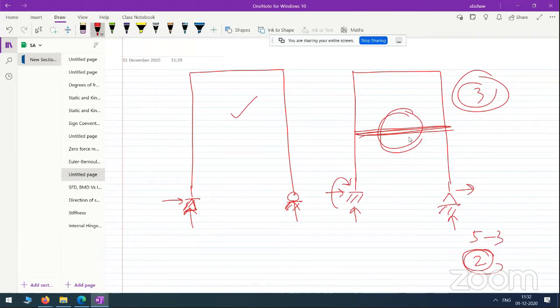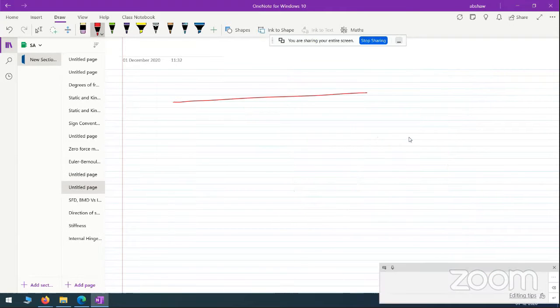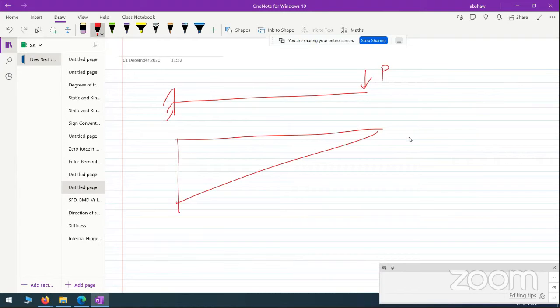Okay, there is a question: why does maximum bending moment not give maximum deflection? Intuitively, how can we relate it? If I give you an example, you take a cantilever beam and apply a load P here. Then we know that the bending moment diagram will be this, isn't it? So here the bending moment is PL. Here the bending moment is 0.